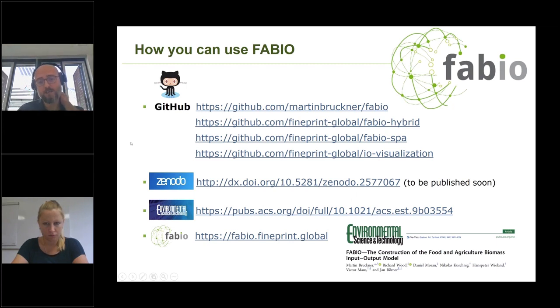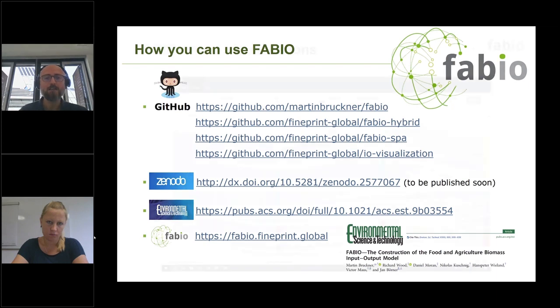Then the whole database will be published on Zenodo. Here's the link, which is currently not online. We still have to do some checks, and we'll then publish the whole database under the GPL license on Zenodo. The FABIO paper is already available online. It was published in Environmental Science and Technology, and you can also look at fabio.fineprint.global to get some further information.